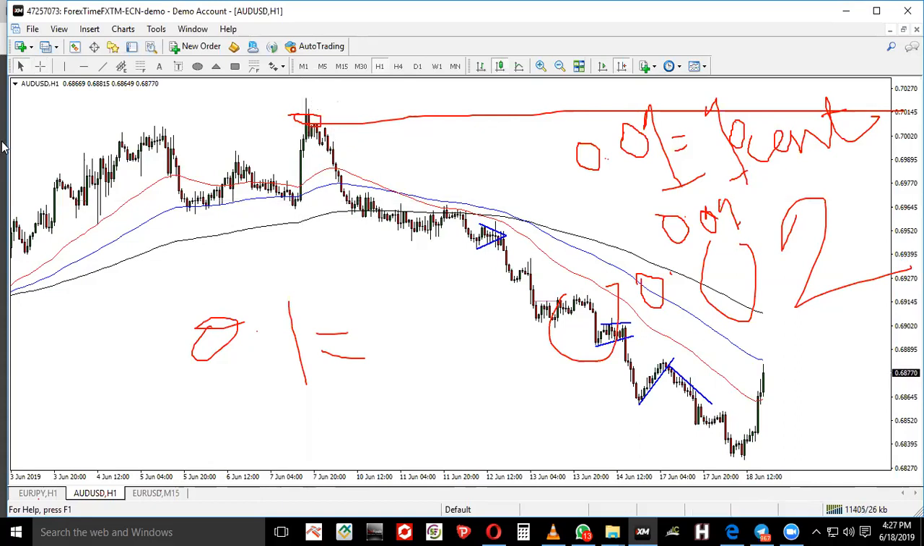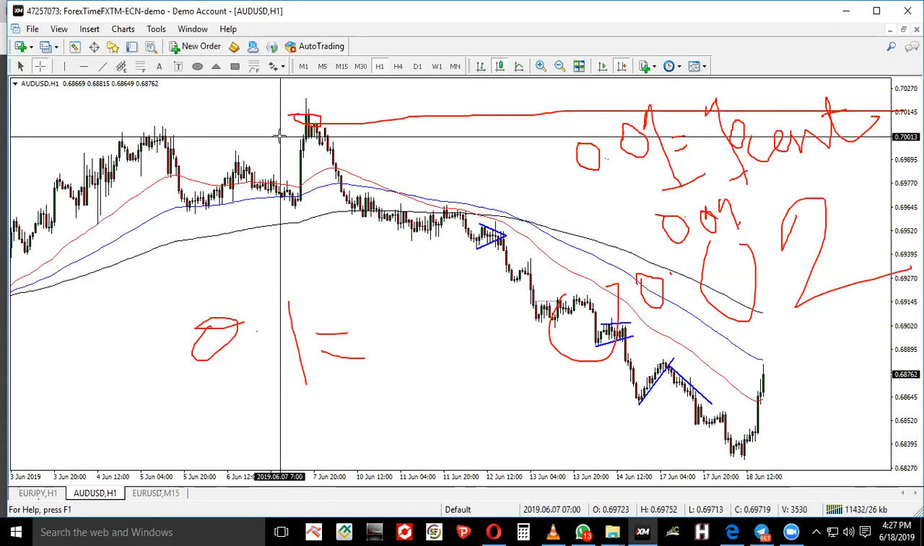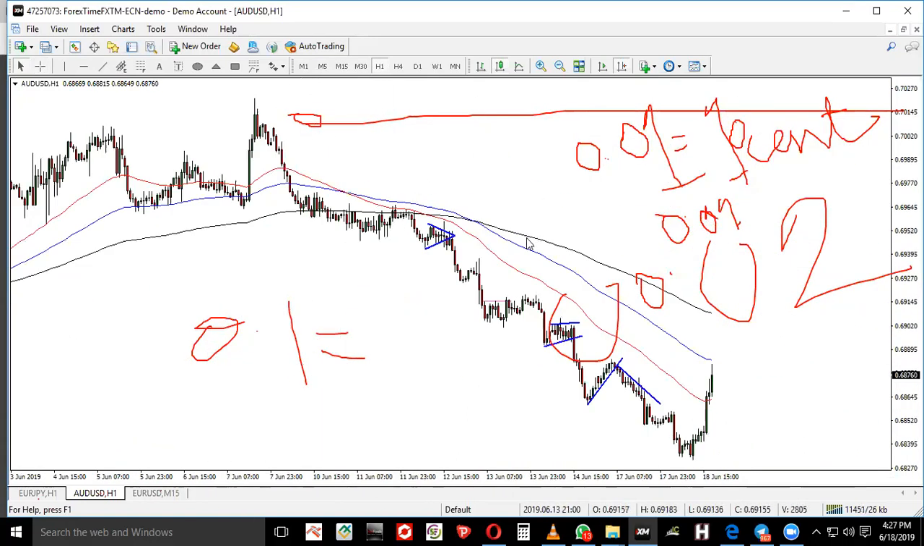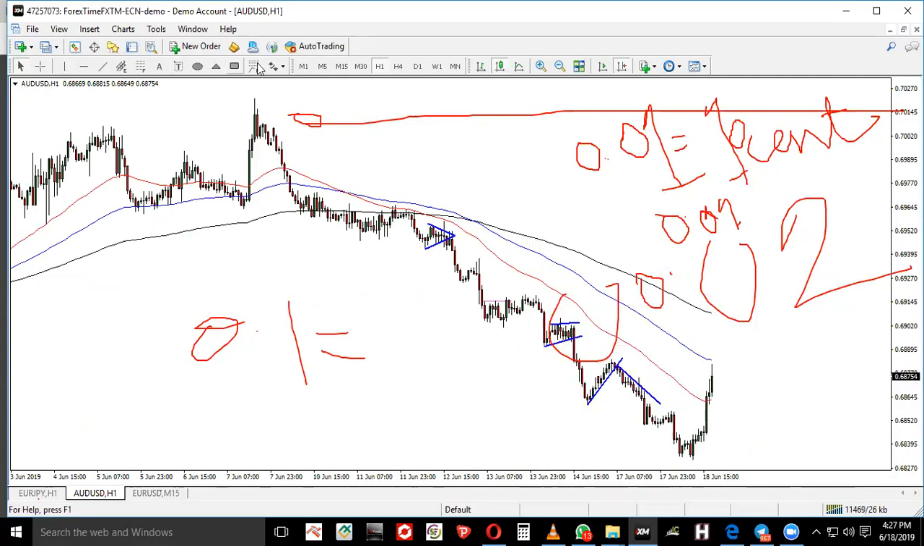You understand? So now I believe with this, all of us know what pips are. So when you want to measure how far price has moved from one point to the other, you measure it in pips. You understand? You measure it in pips. Oh, good, Australian dollar. I think I will soon have another video on it. You understand? You measure it.